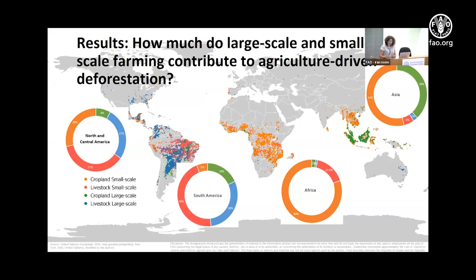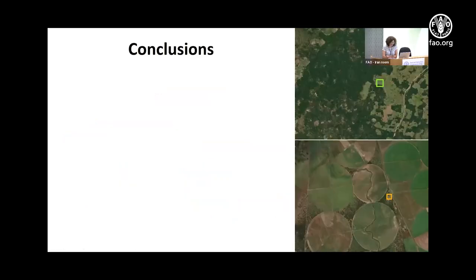The highest shares of forest loss associated with large-scale farming were found in South America, where 30% of the agricultural-driven deforestation was associated with large-scale livestock production systems, as well as in Asia, with 38% linked to large-scale crop production, mainly for oil palm plantations.